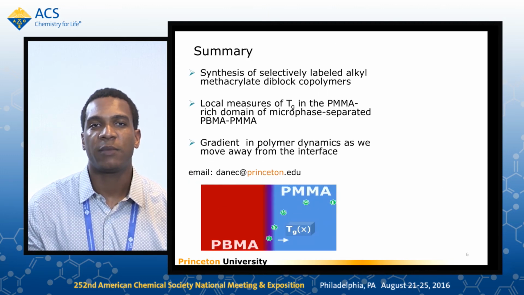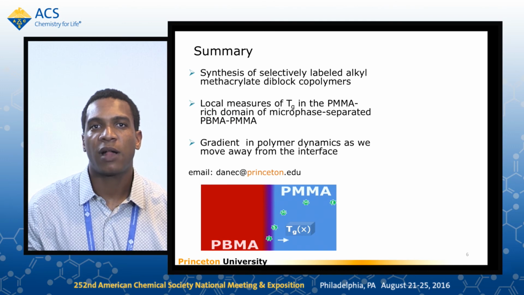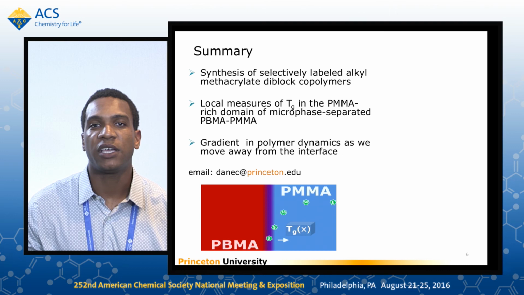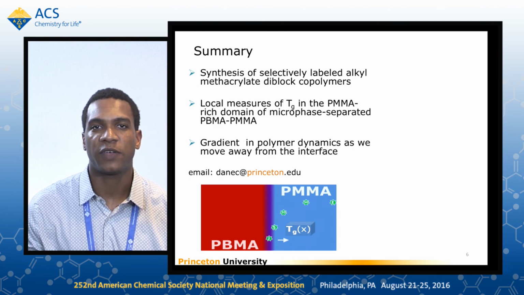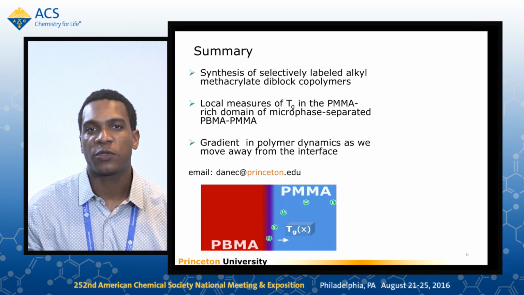So hopefully I've been able to show that you can selectively label these diblock copolymers during synthesis and then perform local measures of Tg in self-assembled lamella. So the story that comes away from this study is that there's a gradient in polymer dynamics as you move away from the interface, and this gradient is related to the difference in average Tgs for the two blocks.